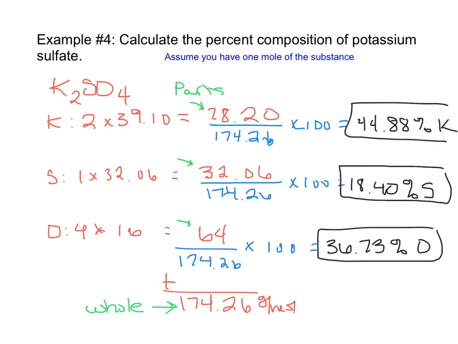Once you get those percents, you should find that potassium is 44.88%. You should find that sulfur is 18.40%. And last, oxygen is 36.73%. You add those three numbers together and you'll get pretty close to 100%, so you know you've done it correctly. So if you're not given any numbers at all, just remember you can assume 1 mole, use those molar masses off your periodic table. Your molar mass will be your whole, and then each individual part in the whole can get you all of the percents.